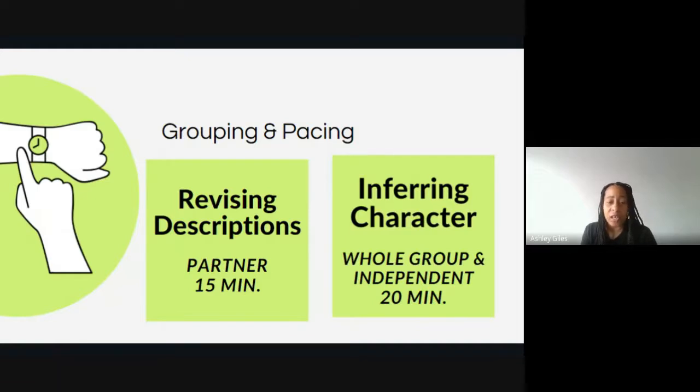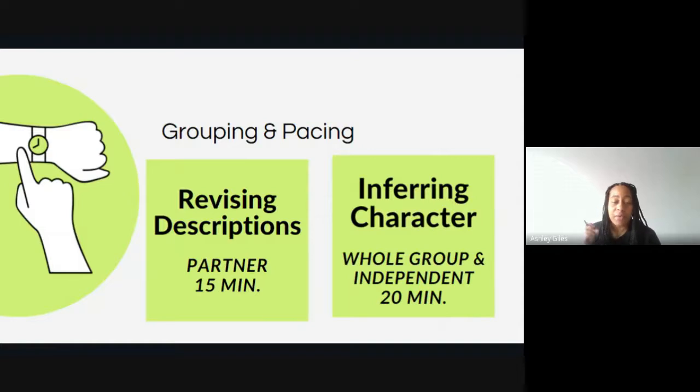Now, our next section is titled Inferring Character. It's going to start off with whole group, of course, because inferring, we all know that's heavy. And then they're going to fall into some independent work, and that'll be for 20 minutes. So this activity, the point is we want our students to draw their attention to details about the setting in order to make inferences about the narrator's views and the character's views.